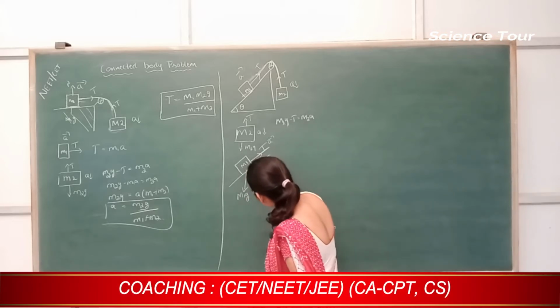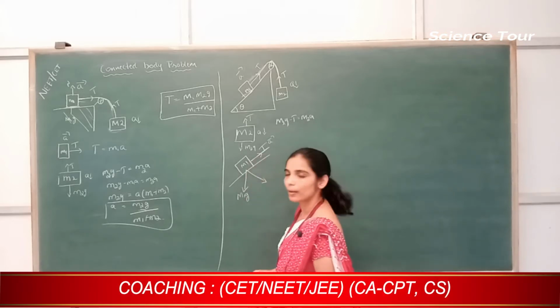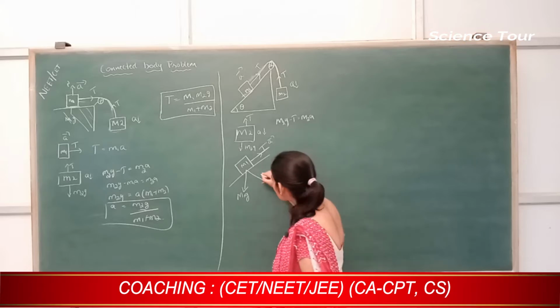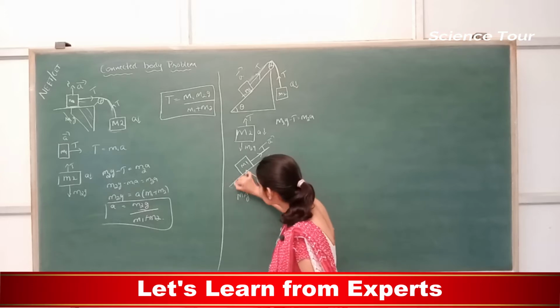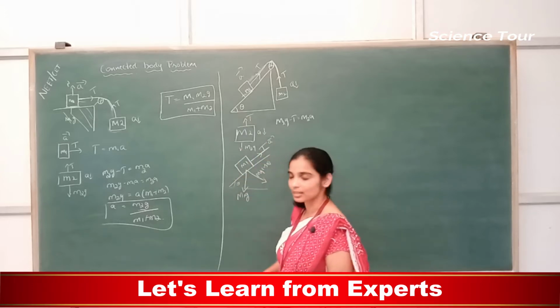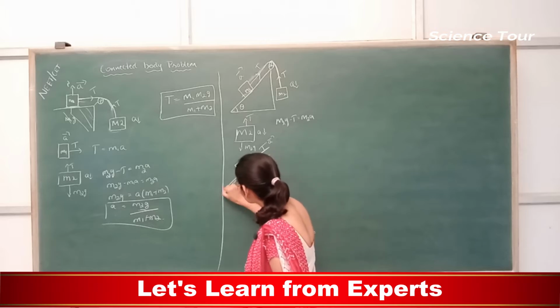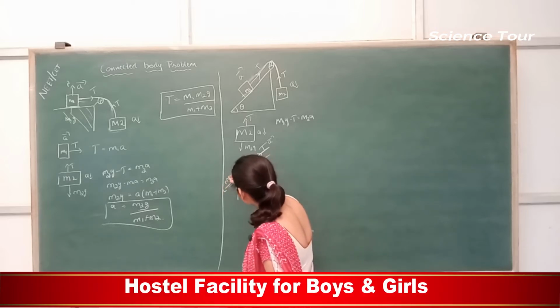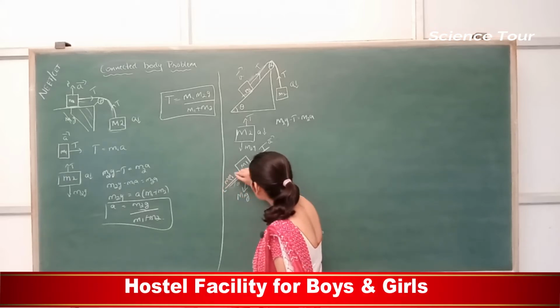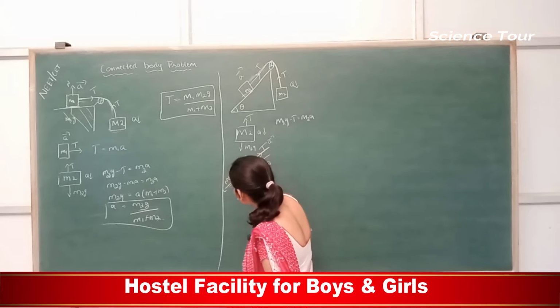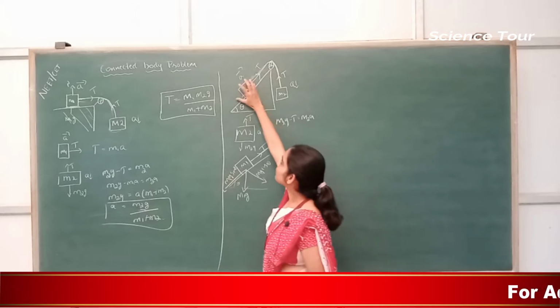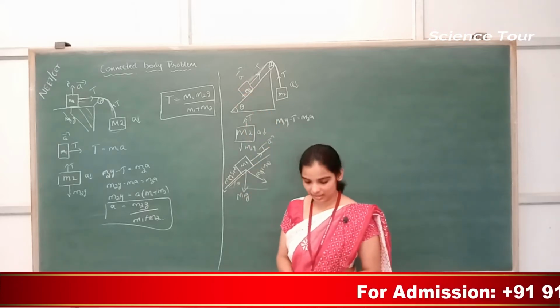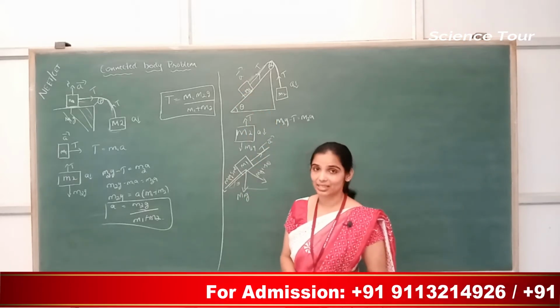One is along the x-axis, that is m1 g cos theta. Why theta? Because this angle is theta, correct? This angle is theta. Another one is m1 into g sin theta. I hope you are understanding this. m1 is placed on the inclined surface.